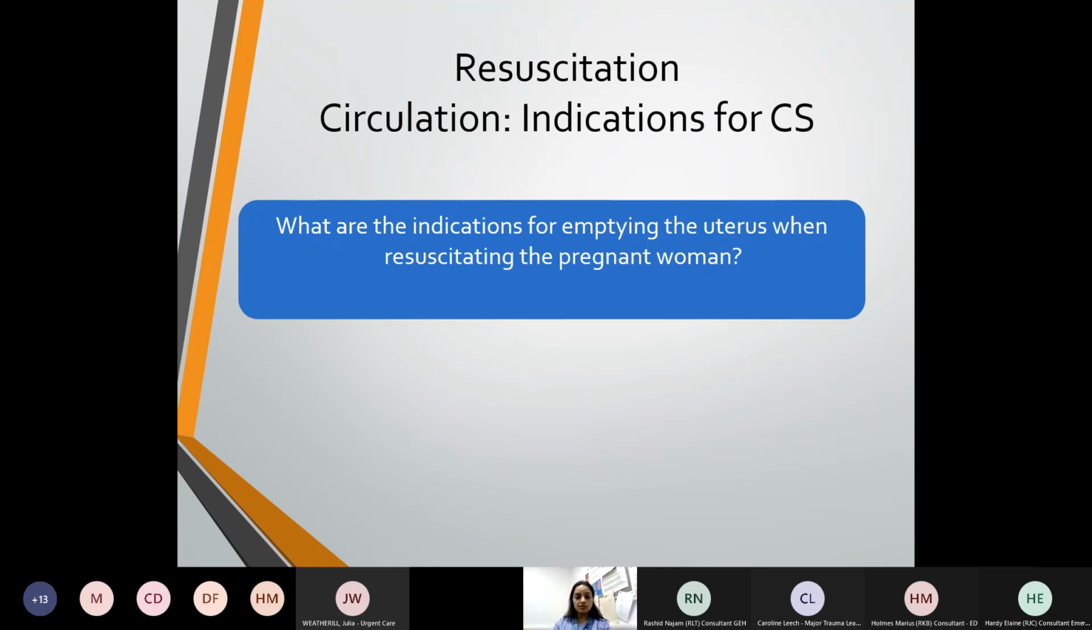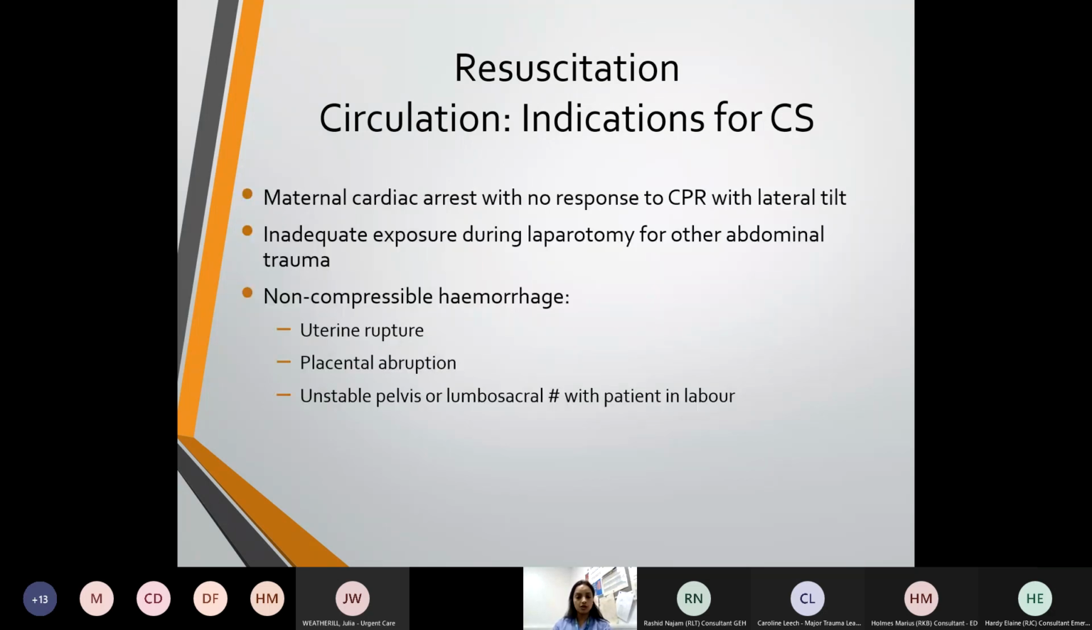So what are the indications? Why would we want to do a cesarean in a pregnant mother when we are trying to resuscitate a trauma patient? That would be because the mother has not responded to your CPR, and you have adapted or kept in mind all your difficulties, and you have done an effective CPR, but still the mother has not responded. That's when you want to think about cesarean section.